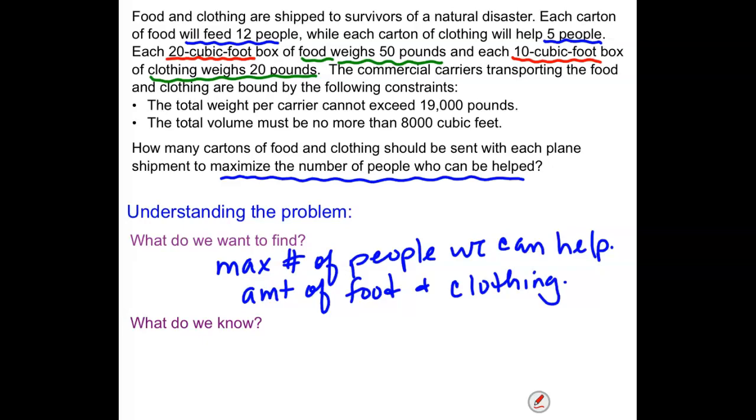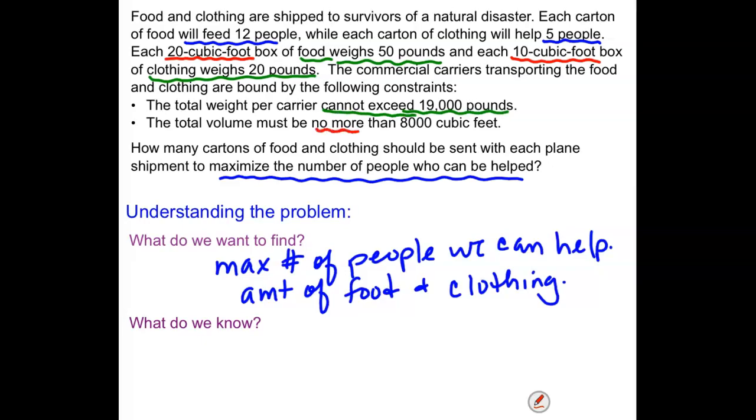We're also given some information about the plane that's carrying this to the survivors. We are told that we have a weight limit of 19,000 pounds. We cannot exceed that. That's important. And we're also told that we have a volume constraint, that we can be no more than 8,000 cubic feet. So a lot of information in here.